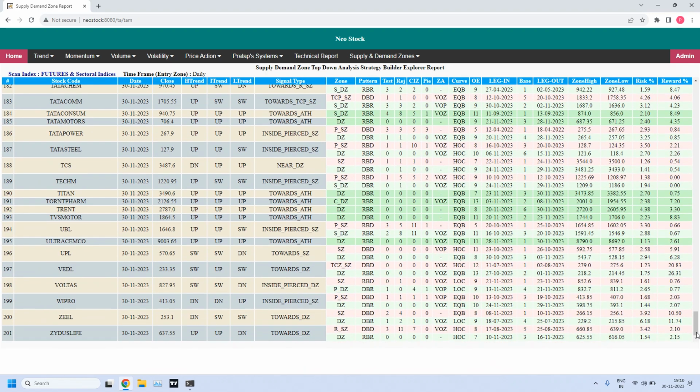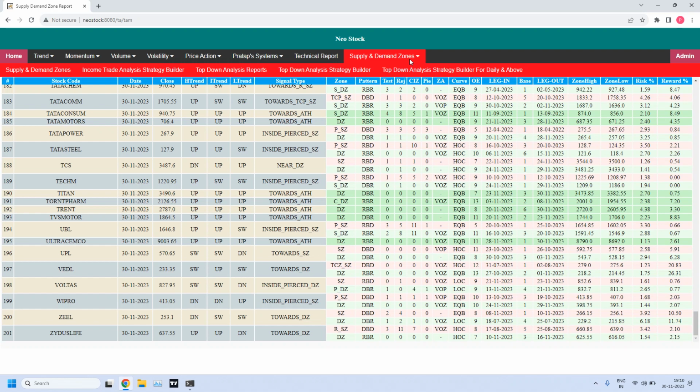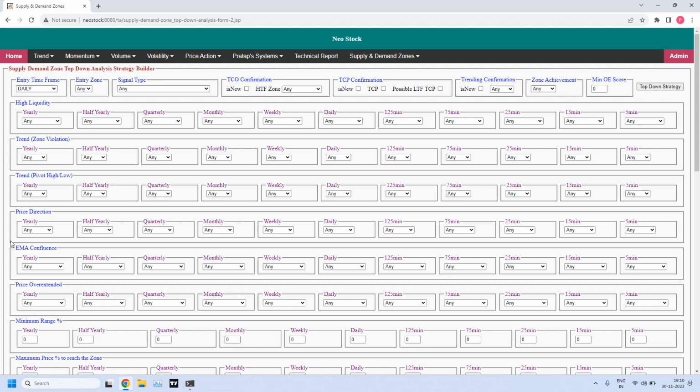So total 201 stocks. This is the complete list and this is the end of the report for the daily time frame. Now let us generate demand and supply zones for the stocks near demand zone and supply zone. For all the time frames, one by one we will generate. Let us start with yearly.